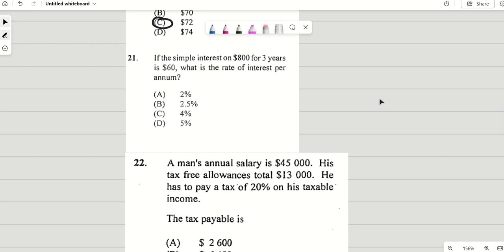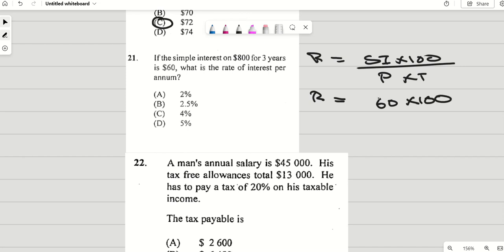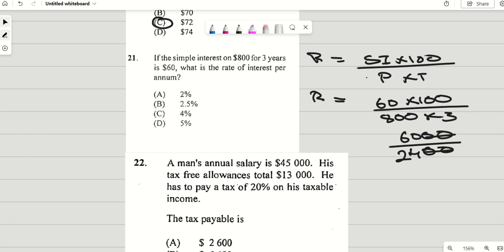Then they say, if the simple interest of 800 for 3 years is 60, what is the rate? If you don't know, rate is simple interest multiplied by 100, all divided by principal multiplied by time. They told you that your simple interest is 60. So 60 multiplied by 100 divided by 800 multiplied by 3. That's 6,000 divided by 8 threes, 24. Cross out this. Then we have 60 over 24.